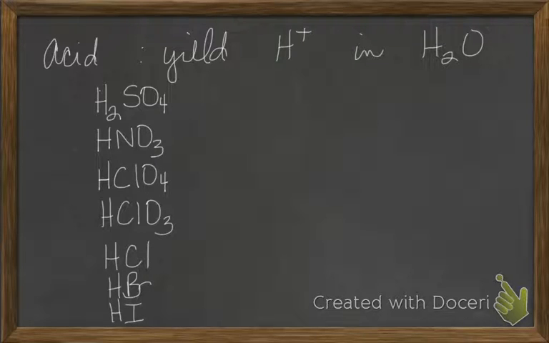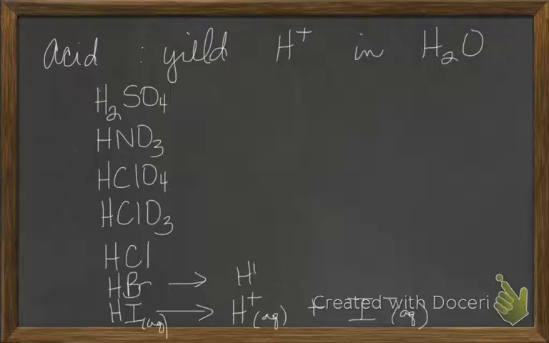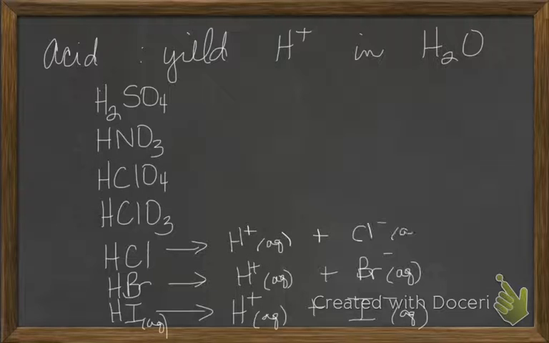Now, these are the list of 7 strong acids. The fact that they're strong means that they completely ionize in solution. In other words, HI in solution will completely ionize to make hydrogen ions and iodide ions. And they're in water, so we know that everything's going to get an aq. HBr would completely ionize to make hydrogen ions and bromide ions. HCl would completely ionize to make hydrogen ions and chloride ions.